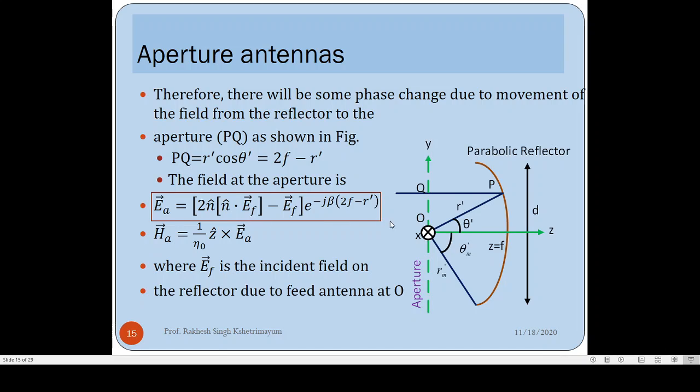And what is EF? EF is the feed antenna field pattern. Once I have EA, I can always find out HA, because they are related. They are in the far field now.